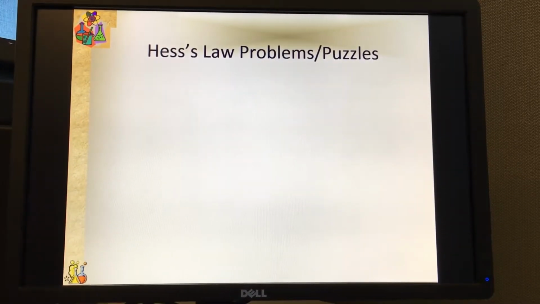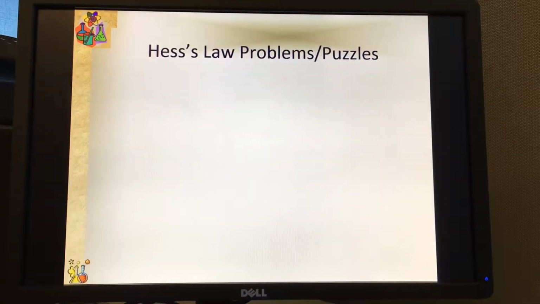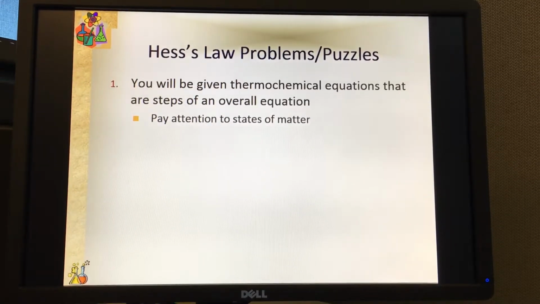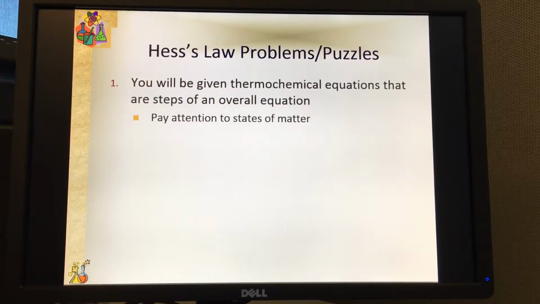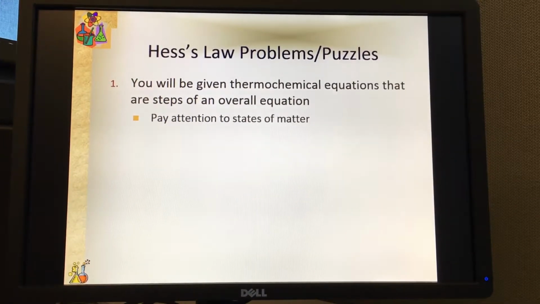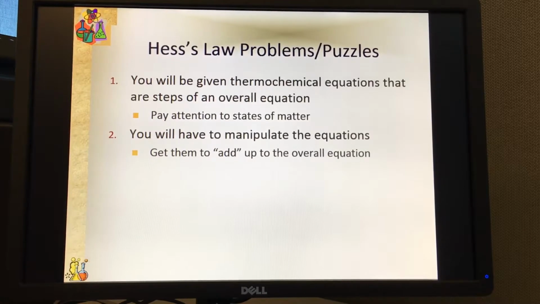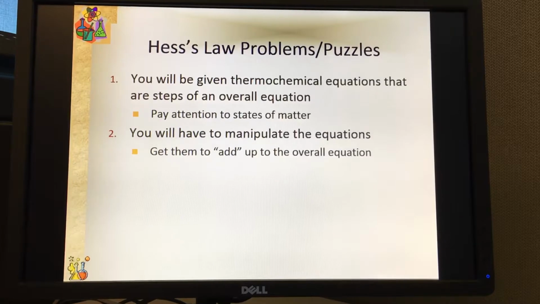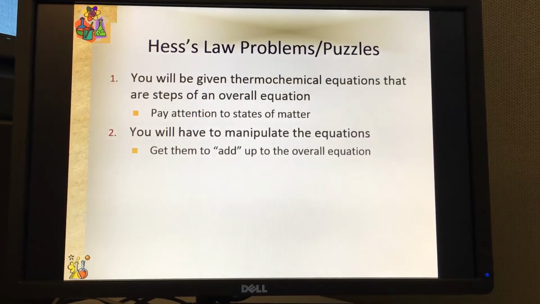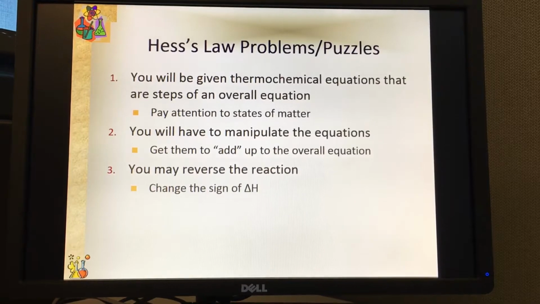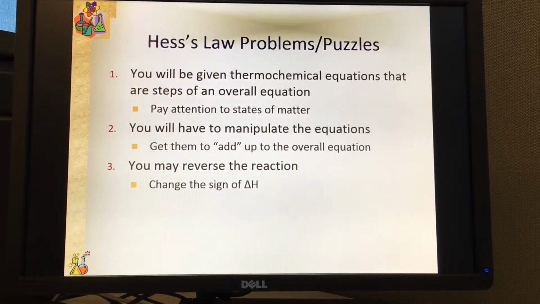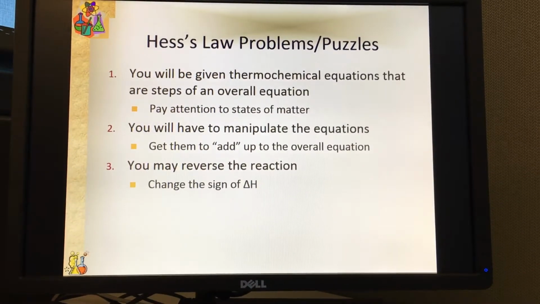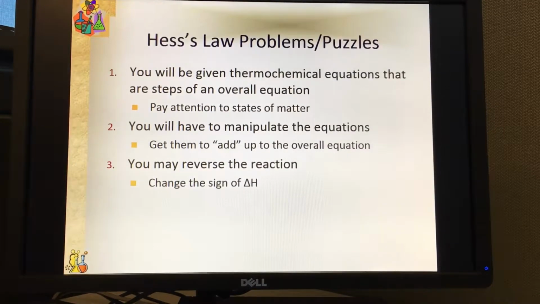Hess's law problems are sometimes considered puzzles because there are multiple pieces that we need to manipulate to get an overall picture. To do these types of problems, we'll begin by looking at a thermochemical equation that occurs over a series of steps, paying special attention to the states of matter present. We'll then manipulate the equations and then add up the enthalpies of the individual steps to find the enthalpy for the overall equation. By manipulate, I mean that we can reverse a chemical reaction, turn reactants into products and products into reactants. And when we reverse a reaction or flip it, we change the sign of the enthalpy from either exothermic to endothermic or endothermic to exothermic.